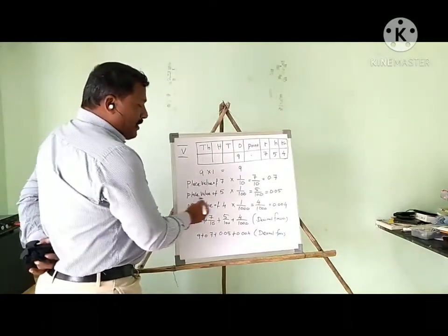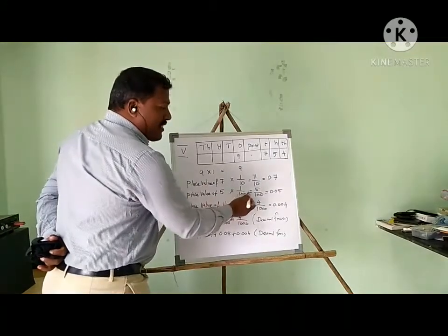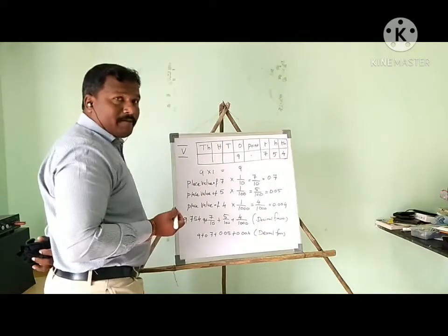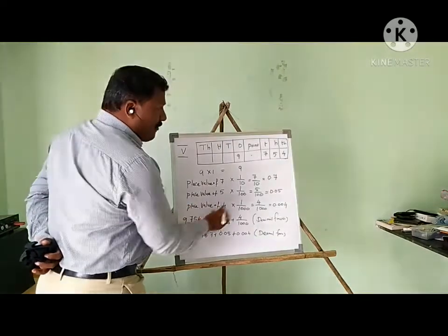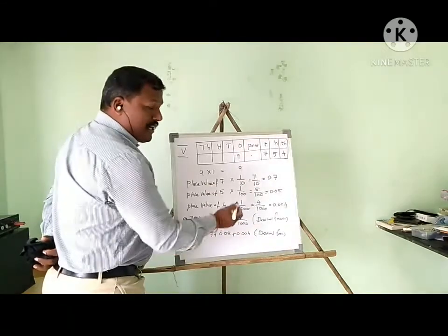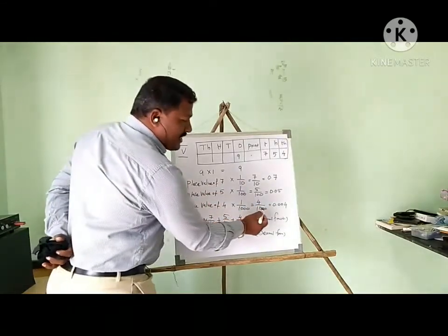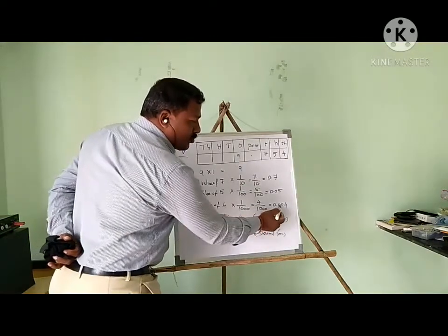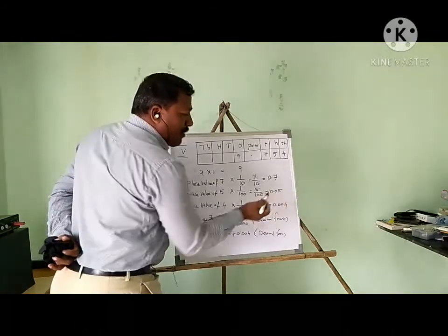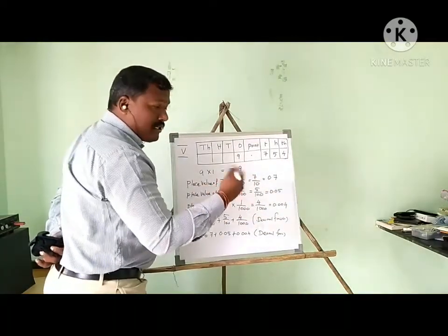The place value of 5 is 100, so 5 by 100. The other format of 5 by 100 is 0.05. The place value of 4 is 1000, so 4 by 1000, and the other format of 4 by 1000 is 0.004. If you look at this, here 3 zeros, so 3 decimal places. Here 2 zeros, so 2 places. Here 1 zero, 1 place after the decimal point.